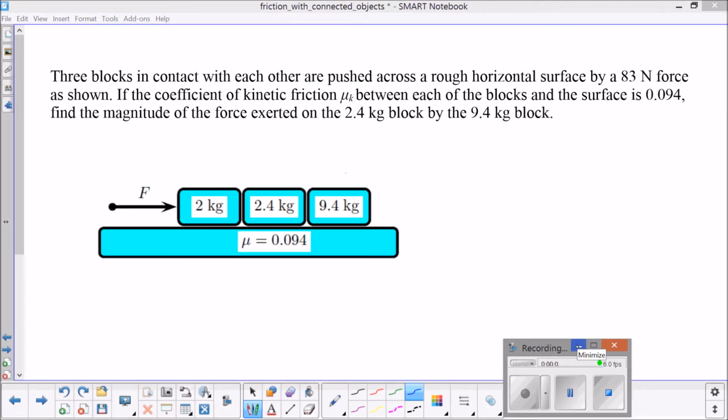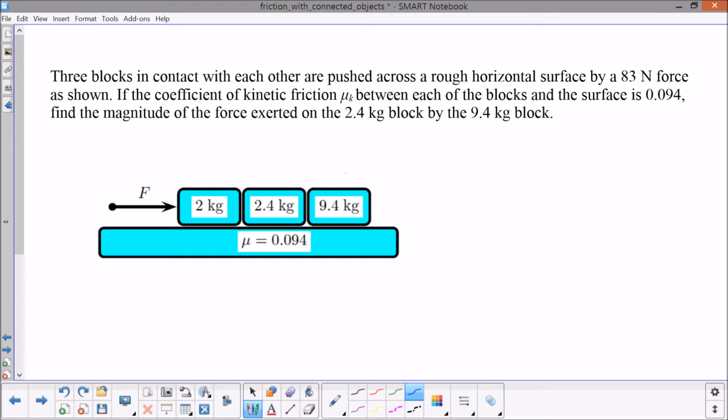In this next problem, instead of having some things that are connected together by a rope, we have something where several boxes are being pushed together, and we're going to end up looking at the contact force between the two boxes that are on the right-hand side. So we're told that we have a force of 83 newtons that's pushing on this system, and ultimately we're asked for the contact force between these two boxes on the right, the 2.4 kilogram box and the 9.4 kilogram box.